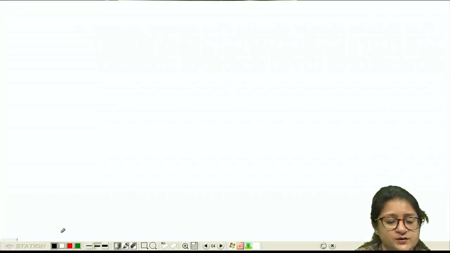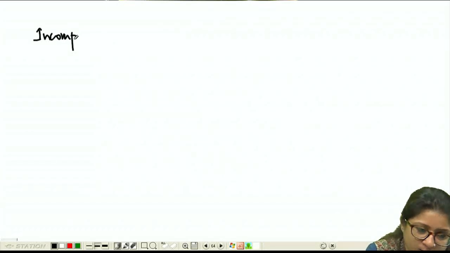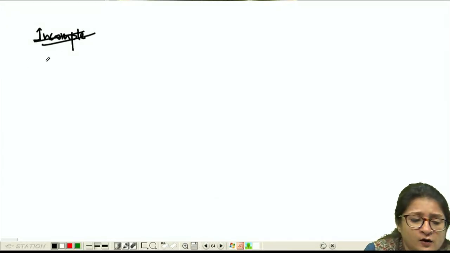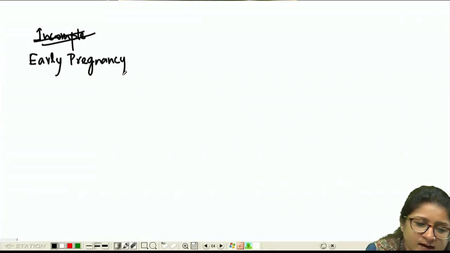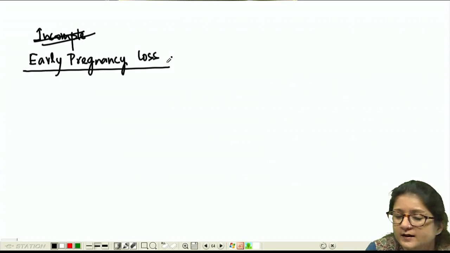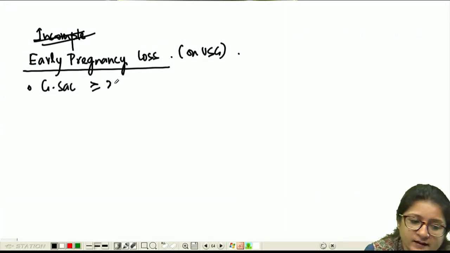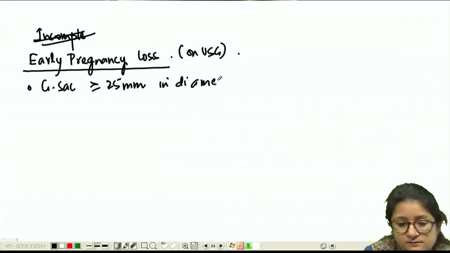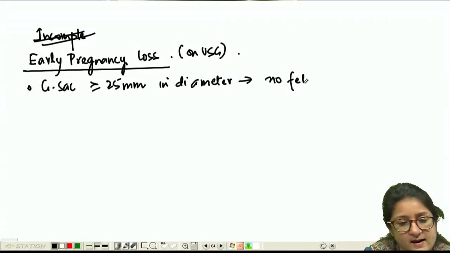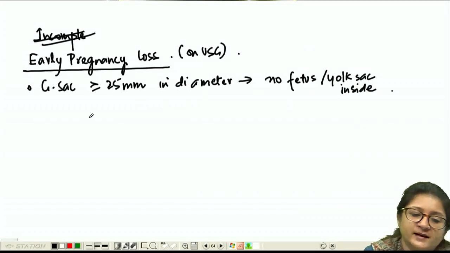Then remember that the term called missed abortion has now been discarded, and we have a new term which we call early pregnancy loss. There are certain ultrasound features of early pregnancy loss. When do we diagnose early pregnancy loss on ultrasound? Whenever the gestational sac is more than or equal to 25 mm in diameter and there is no fetus or yolk sac inside, that means it is an early pregnancy loss.